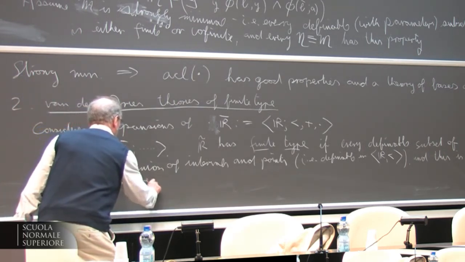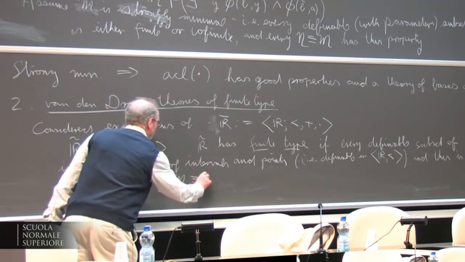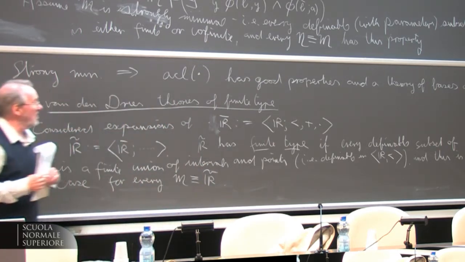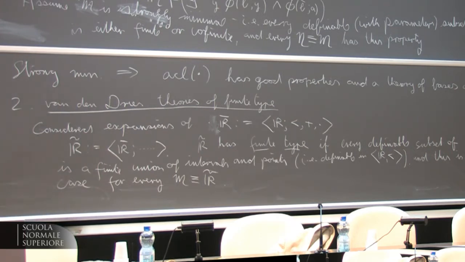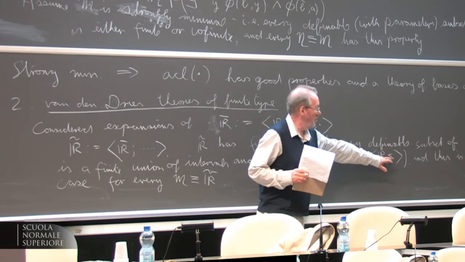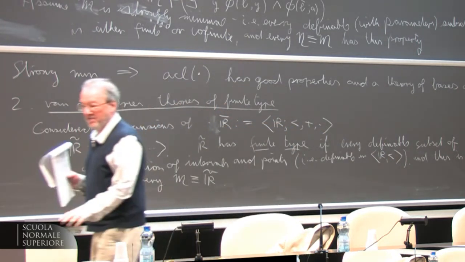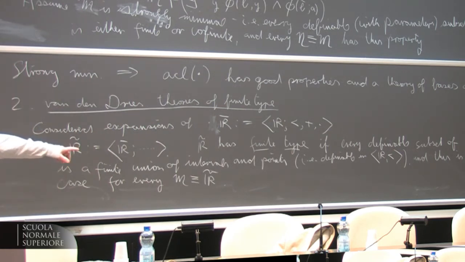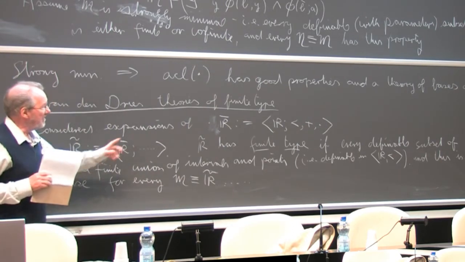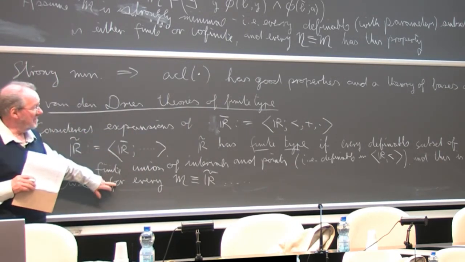For every M elementarily equivalent to R tilde. So R tilde is, you start with some expansion of the reals, and you call something of finite type if every definable subset of R is already definable just using the ordering, and that's true for anything elementarily equivalent to R tilde, every model of its theory. And then Van den Dries proves various structure theorems for definable sets under this assumption.